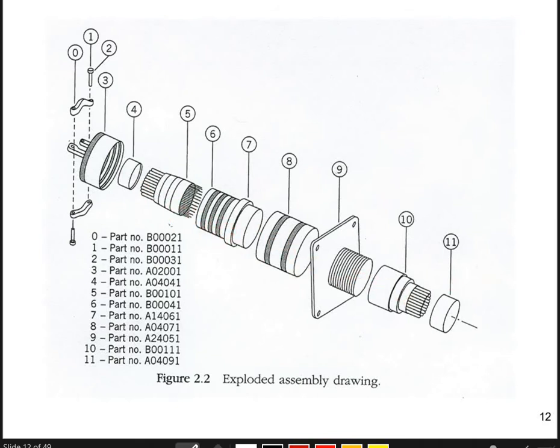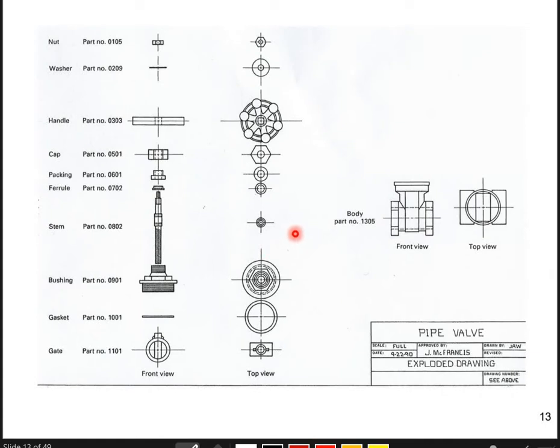final product. This is another example of a product, again exploded drawing for a pipe valve, and you can see two different views, the front view and the top view of this, and all the necessary information related to the components are given here.